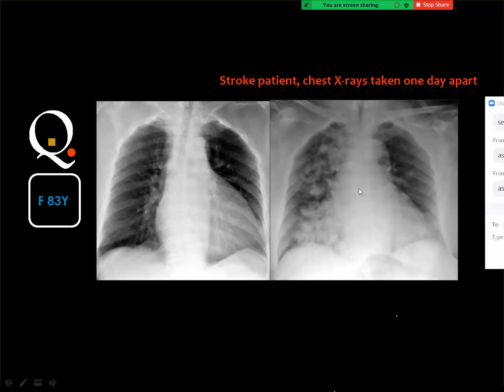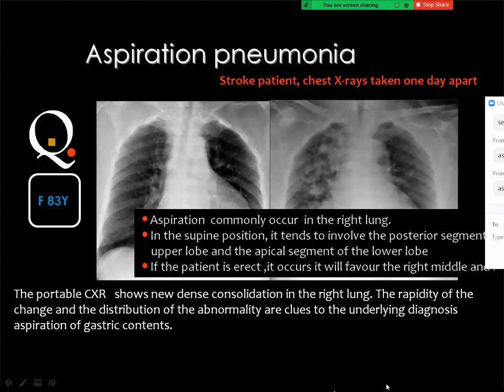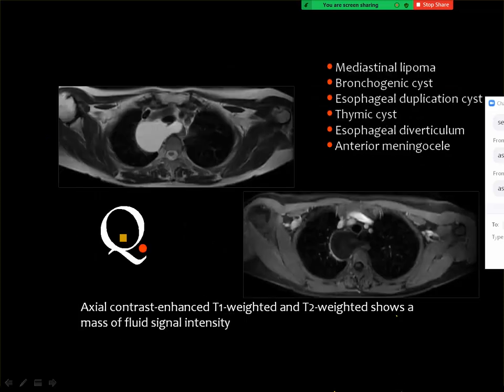Aspiration pneumonia. If the patient is unconscious, then the liability for aspiration is very high. And if you see this rapid change in the chest, then you consider aspiration, and aspiration is the right answer. Aspiration commonly occurs in the right lung, and in the supine position, it involves the posterior segments. If the patient is erect, it will favor the right middle and lower lobes.